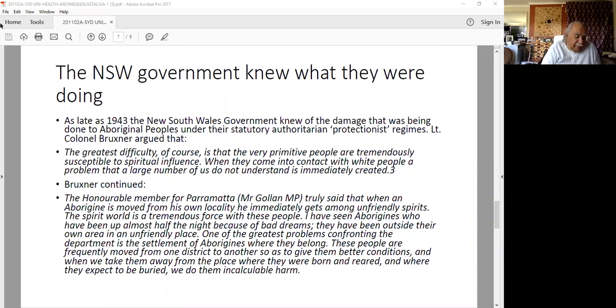One of the greatest problems confronting the department is the settlement of Aborigines where they belong. These people are frequently moved from one district to another so as to give them better conditions. And when we take them away from the place where they are born and reared and where they are expected to be buried, we do them incalculable harm. Now, this is what they knew. They discussed this in the Parliament in New South Wales.